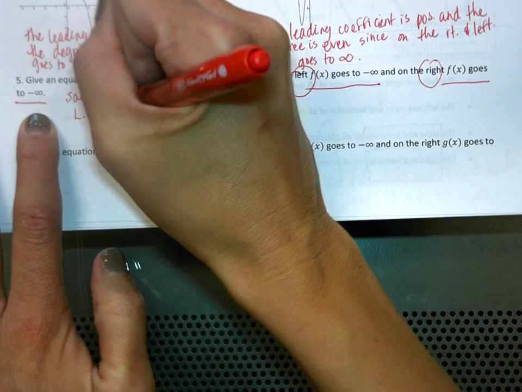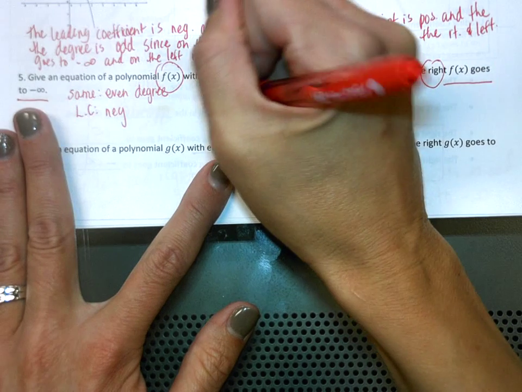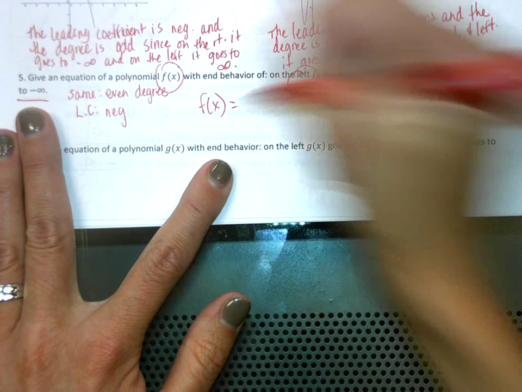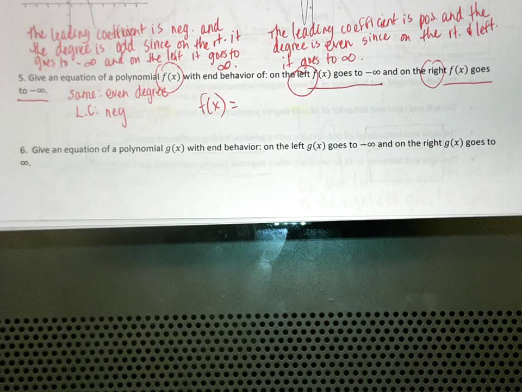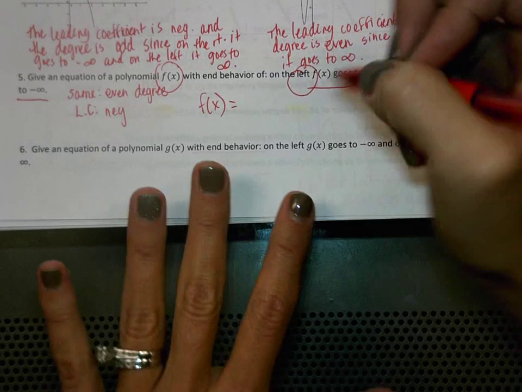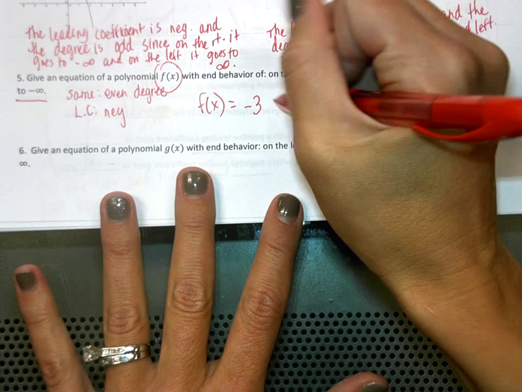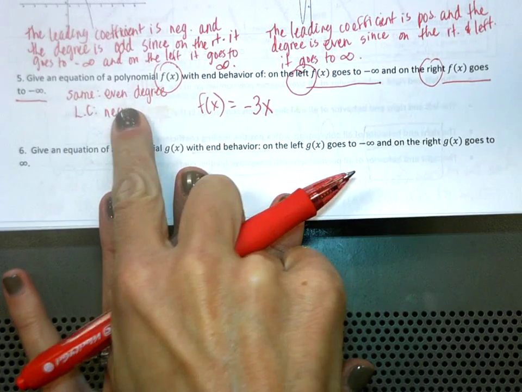All right, so they're telling us to write this as f of x. So I'm going to put f of x equals. So I need a negative leading coefficient. You can use any number you want. Anybody have a number? Okay, negative 3. And then x, it has to be to an even degree, to the fourth.